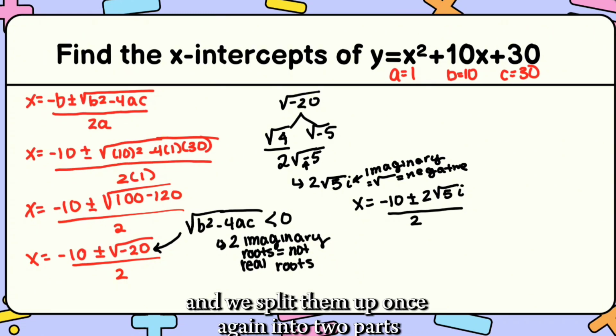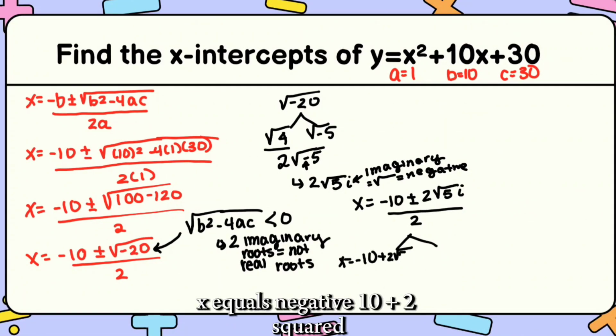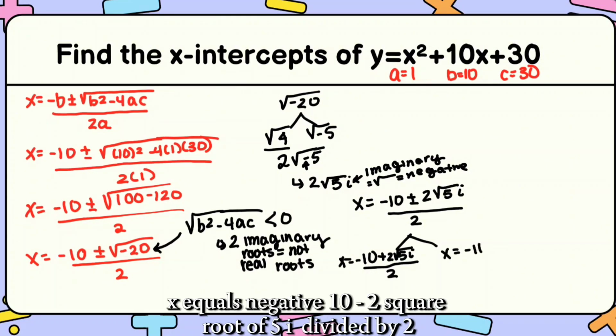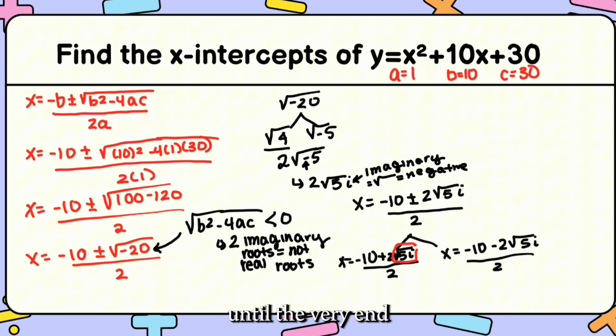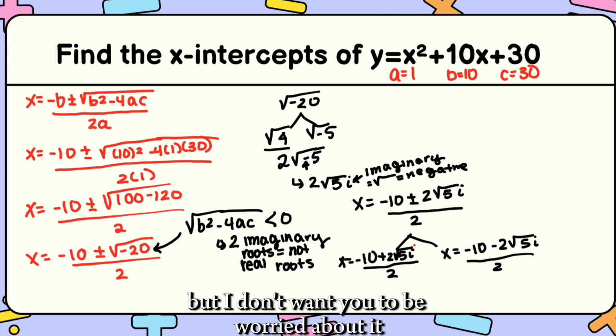And we split them up once again into two parts. X equals -10 plus 2 square root of 5i divided by 2. X equals -10 minus 2 square root of 5i divided by 2. And we simplify. And I want you to ignore the part that says this right here until the very end. So let's see how we're going to do this. I don't want you to ignore it, but I don't want you to be worried about it.